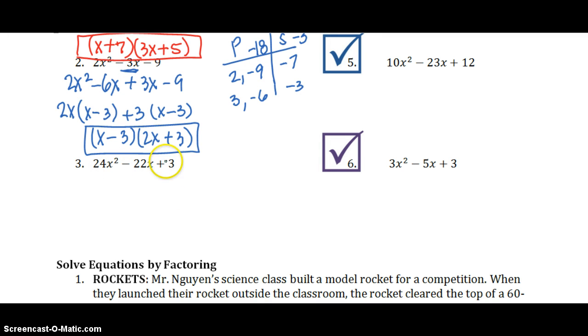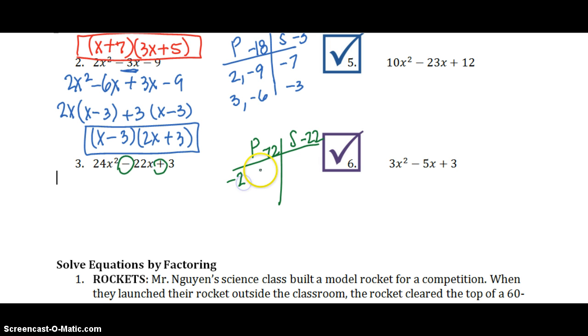All right, greatest common factor between 24, 22, and 3, there is not one. So now we need to multiply 24 times 3 for our product. And 24 times 3 is 72. And our sum needs to be negative 22. So let's start with the fact that it's going to be same sign, both negatives.